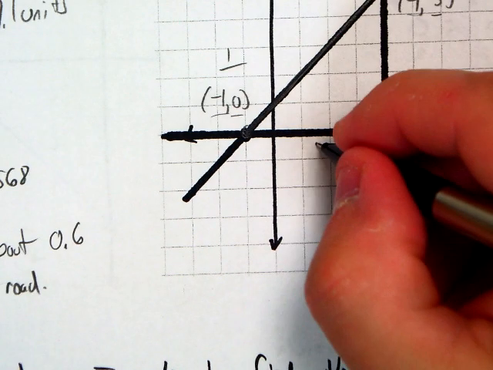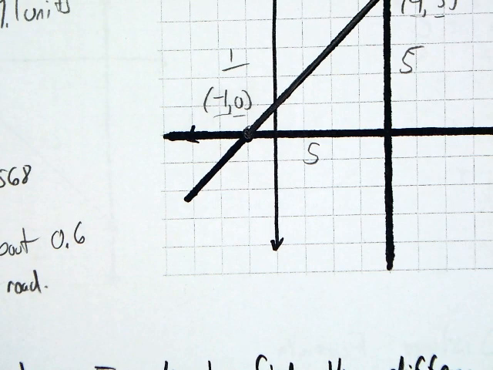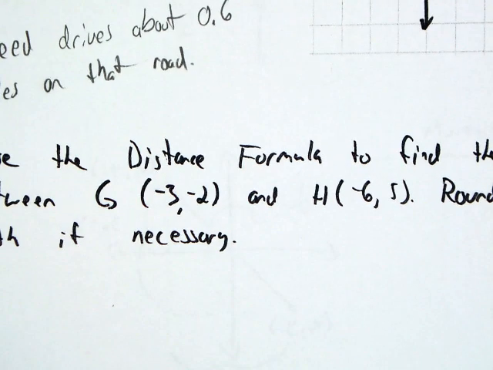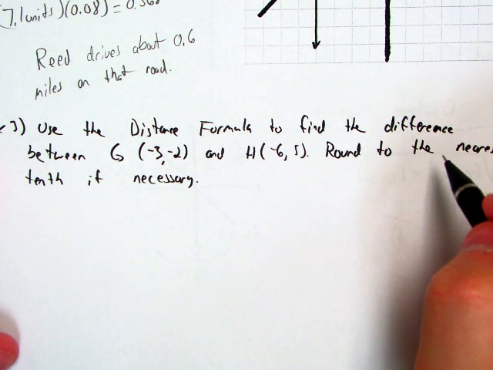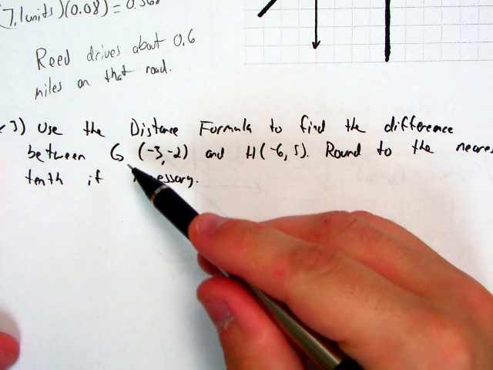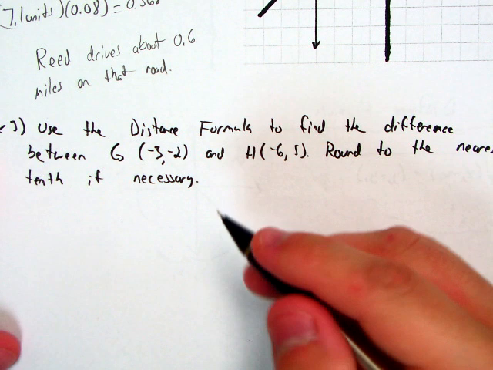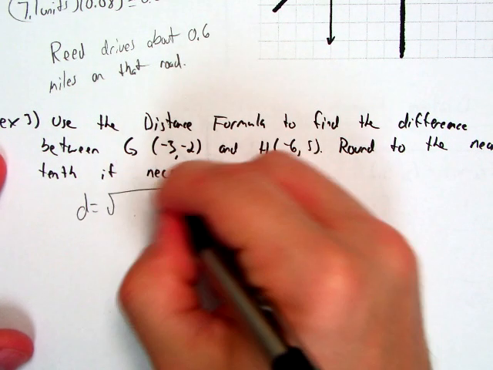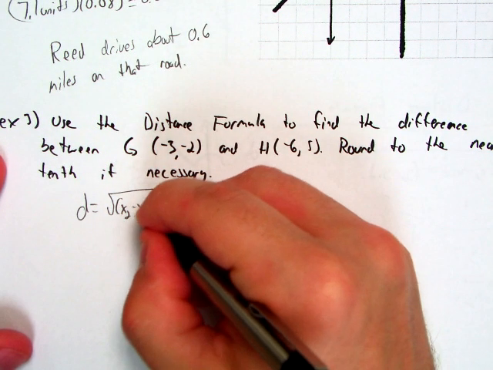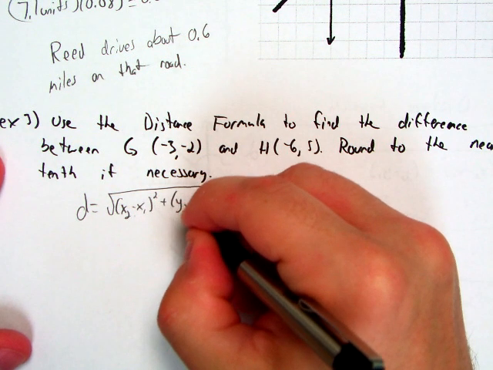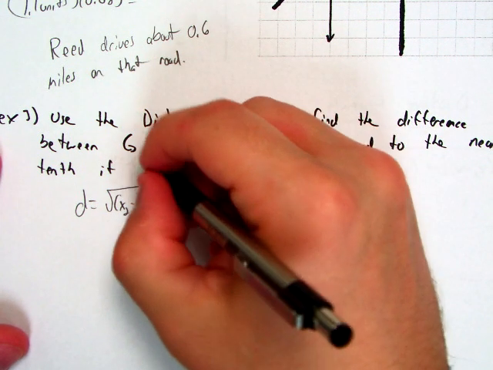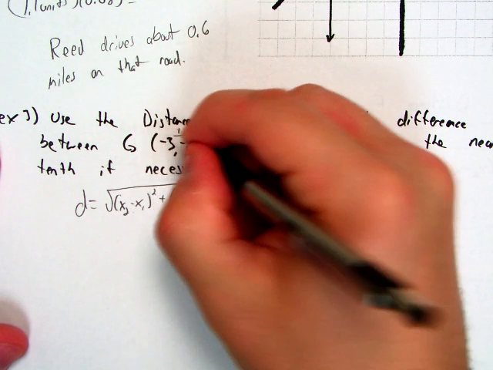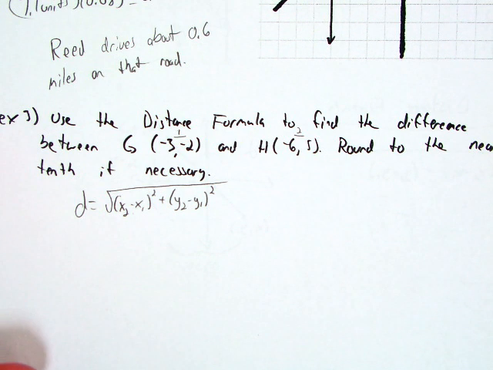And then last example, example 3. So in this one, you could have used the Pythagorean theorem to find that this distance is 5 and this distance is 5. You could have done that. But now in example 3, we don't have that luxury of having a graph. It says use the distance formula to find the distance between G and H, round to the nearest tenth if necessary. So I'm going to write down my distance formula. I'm going to label this ordered pair as 1 and this ordered pair as 2.